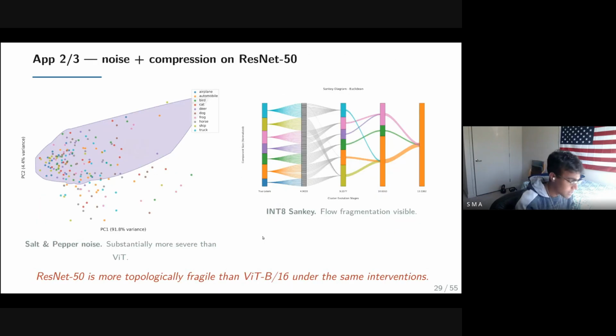And here's another example: noise plus compression. Here with salt and pepper noise, it's more severe. There's nothing out here. The whole latent representation is a mess. And with the INT8 Sankeys, you're still seeing some of the flows, but it doesn't really mean anything. If your model is robust, it can still create these clusters.